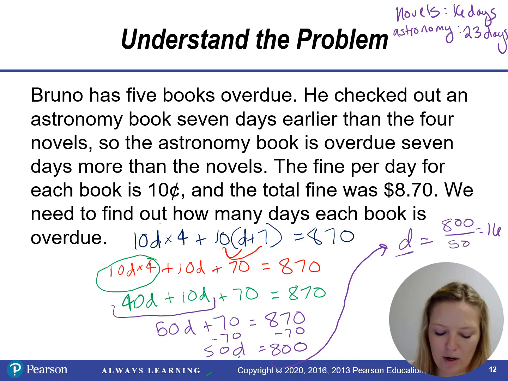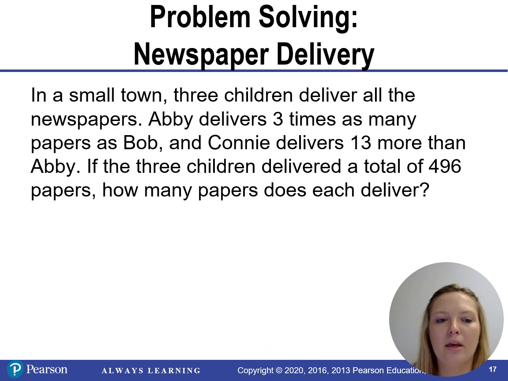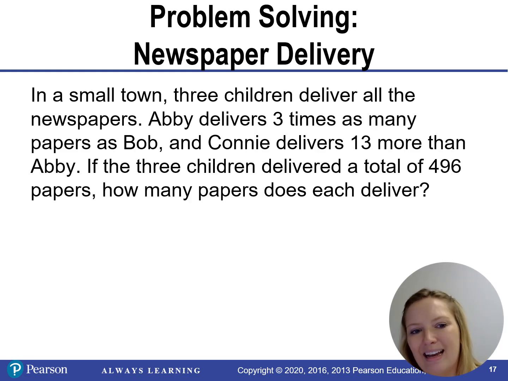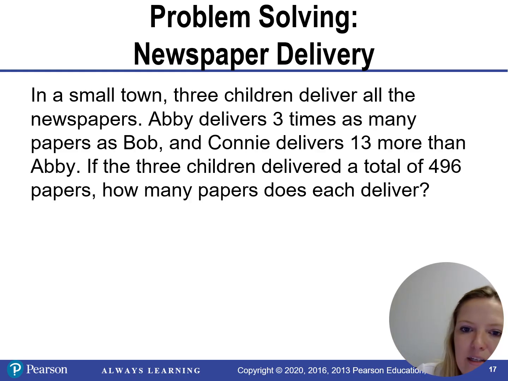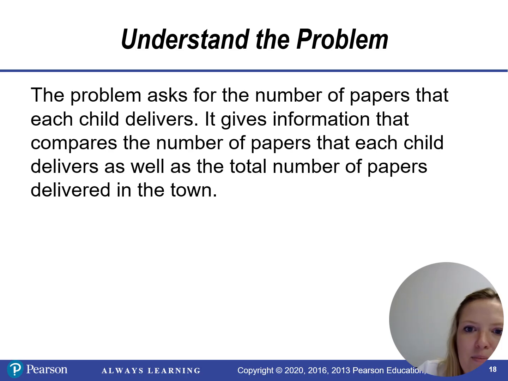Okay, let's look at one more word problem together. So in this small town, 3 children deliver all the newspapers. Abby delivers 3 times as many papers as Bob, and Connie delivers 13 more than Abby. If the 3 children delivered a total of 496 papers, how many papers does each deliver? All right, so again, we need to first understand the problem. The problem asks for the number of papers that each child delivers, and it gives information that compares the number of papers that each child delivers as well as the total number of papers delivered in the town.